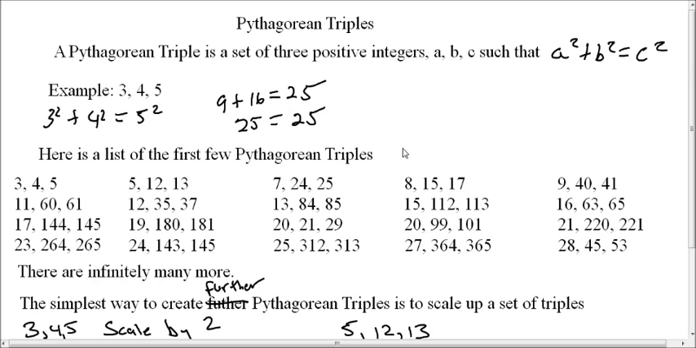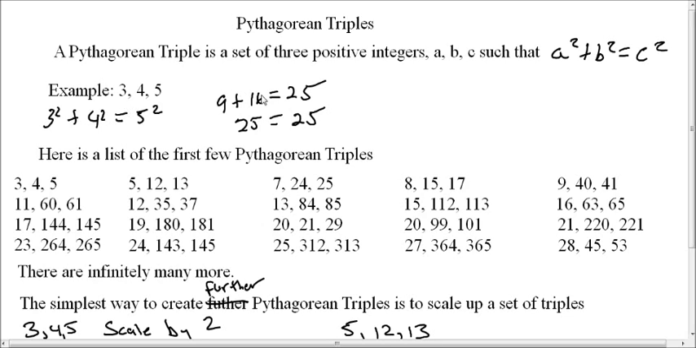Let's take a look at an example of the very first, or the smallest, Pythagorean triple, which is 3, 4, 5. To prove that it is correct, we will use 3 squared plus 4 squared equals 5 squared. Again, a, b, and c are substituted with 3, 4, and 5.